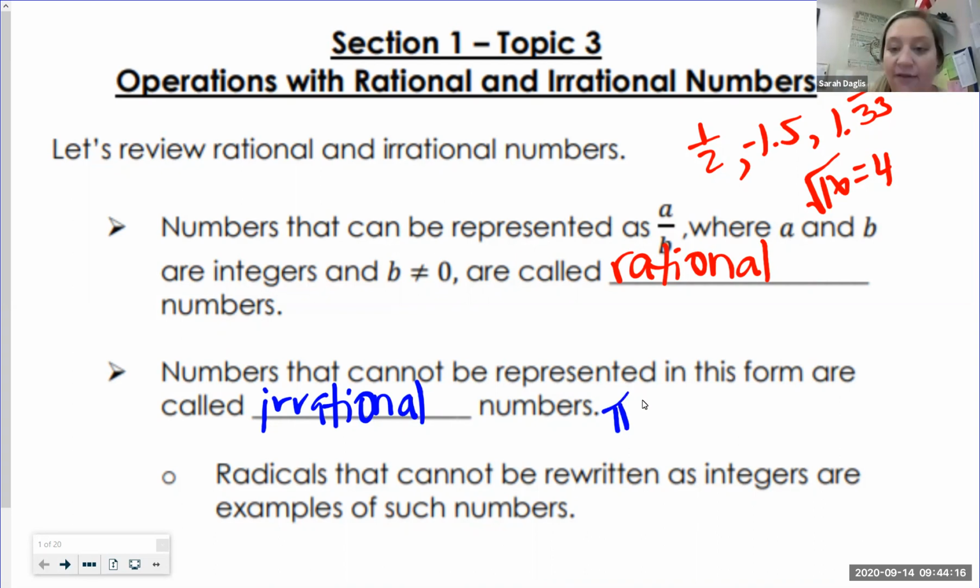Other examples could be square roots of numbers that don't simplify. So square root of 16 is nice because it's an integer, but if I have like square root of 2, or let's say like negative square root of 5, those numbers cannot be simplified to be an integer, okay?